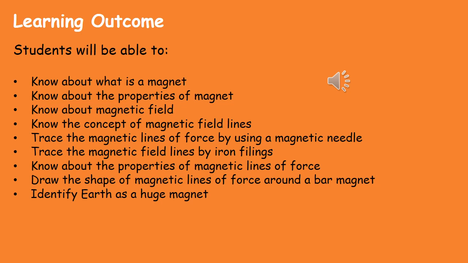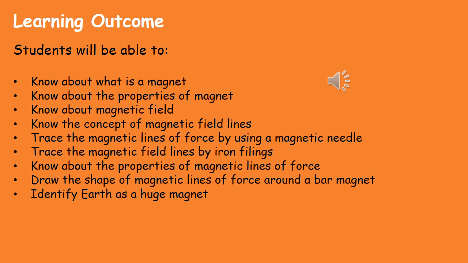The learning outcome of this particular portion of the chapter is that students will be able to know what a magnet is. They will be able to know about the properties of a magnet and what a magnetic field is. They will get a concept of the magnetic field lines or the magnetic lines of force. They will be able to trace the magnetic lines of force by a simple activity using a magnetic needle.